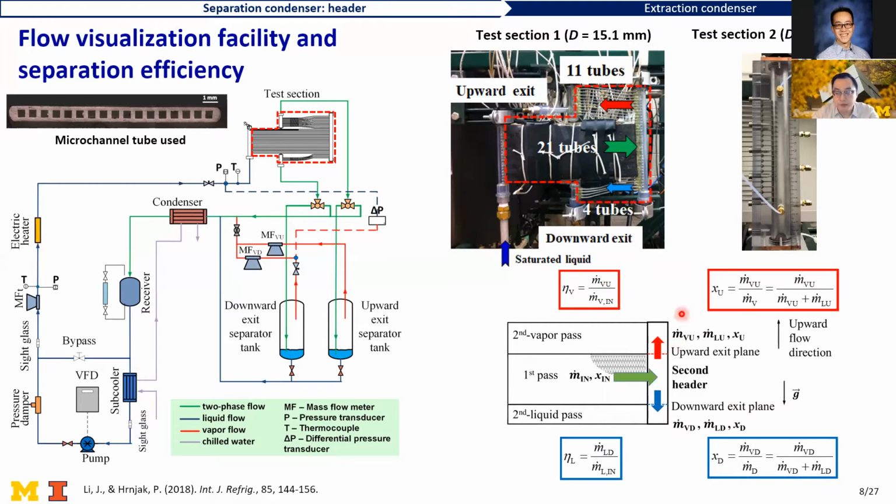the upward moving vapor flow rate divided by the total vapor flow rate coming in. And the liquid separation efficiency is defined as the downward moving liquid flow rate divided by the total liquid flow rate coming in. And these two separation efficiencies are closely coupled. And I changed the openings of the downstream valve to simulate a different downstream flow resistance for the second header.